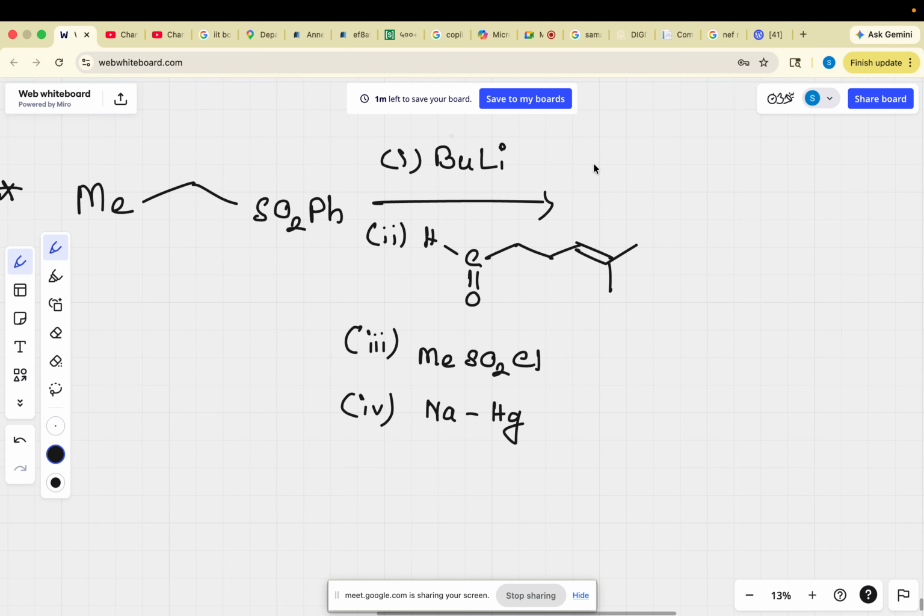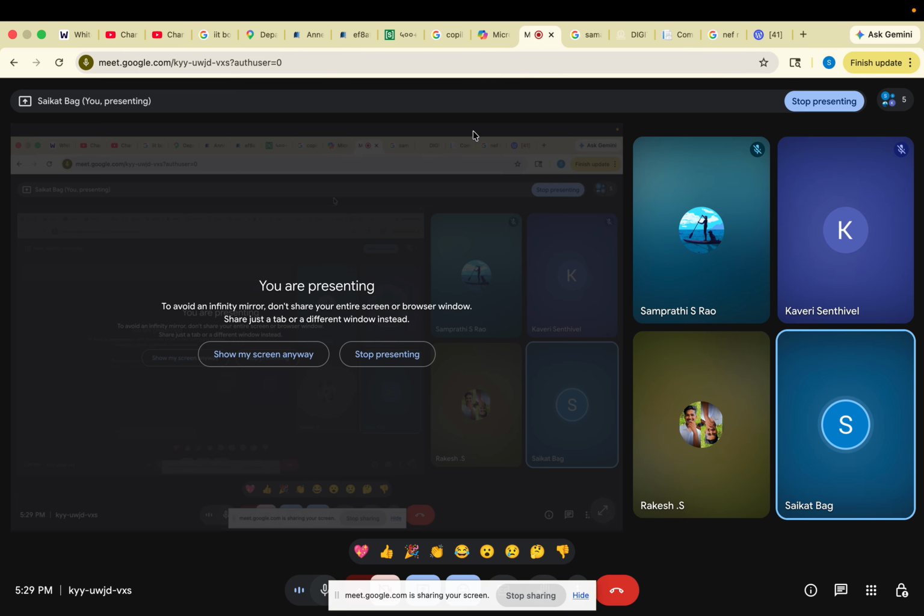Alkene formation. What are you getting? Methyl double bond C. Cis or trans, what are you getting? Trans, right? So butyl minus, lithium plus, right? So first of all, you have to abstract the acidic proton. So this is your acidic proton, right? Yes, sir. So butyl minus is abstracting the proton from here. Okay, just a minute, just 1 minute.